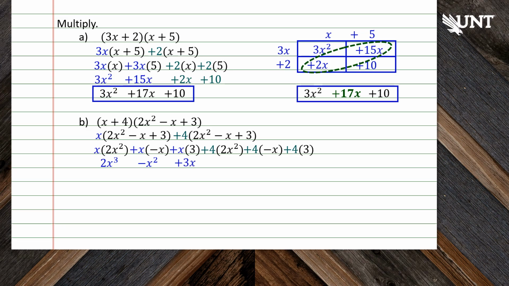4 times 2x squared simplifies to 8x squared. Then we have 4 times negative x, which gives us negative 4x. And finally, 4 times 3 gives us positive 12. So here we have our 6 terms, but we're not done yet. If possible, we need to combine any like terms.